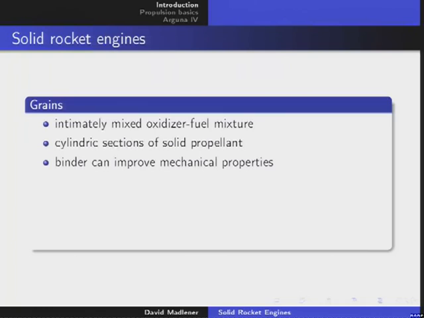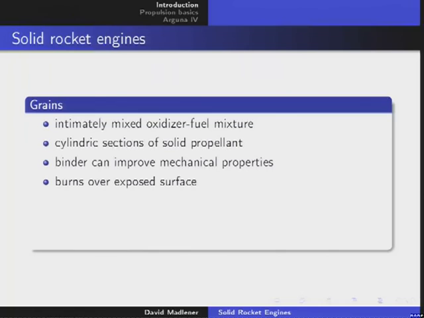And you can add a special binder to it, like rubber, to improve the mechanical properties, because during flight, solid rocket engines have a very high thrust, so they can have a very high acceleration. There can be a lot of vibrations, and the grains are very prone to cracking. If they crack, the whole thing goes boom. Okay, so they have to be very sturdy, the grains.